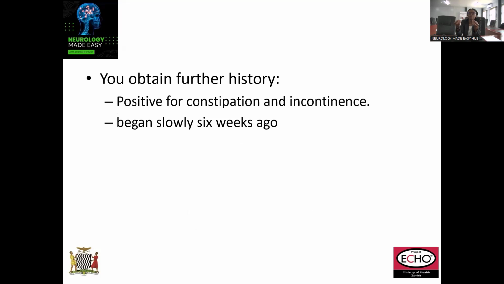And then you already begin to know that there is a problem in the spinal cord. Okay. Then further history, for example, if they say that this has been going on for the last 6 weeks, it's been slow, it's not been acute, it's not been sudden onset, that now begins to tell you what it could be. Because if it's something that happens very quickly, you think about another differential.